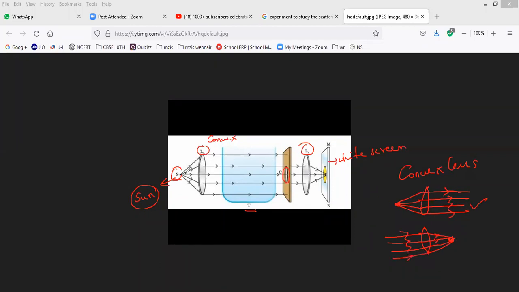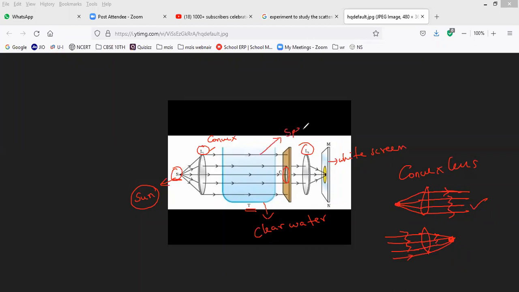So to make the light into a parallel beam, we are using L1 here. This L1 takes the light coming from the sun, makes it parallel, and allows it to pass through a clear solution. This is what you can take, clear water. Now you can observe very carefully here. First, if I pass the light through this, there is no scattering of light. Just light is going parallelly, but here the speed of the light decreases.